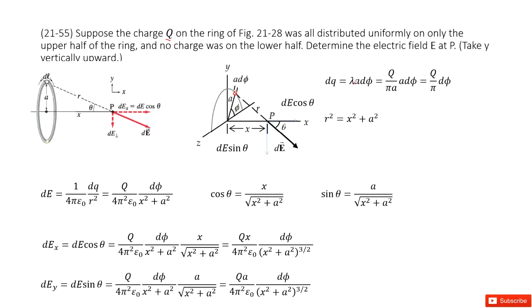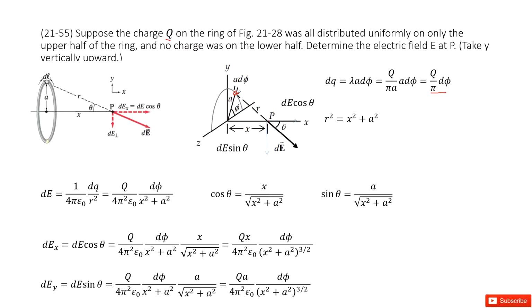And this charge density λ, we can write as the total charge Q divided by the length of the whole half ring. The half ring is πa, right? Then it can be simplified as this term. The next one, we can see the distance from the small fraction to this position P. We call it r, and r squared equals x squared plus a squared. We can get it from this triangle, right?